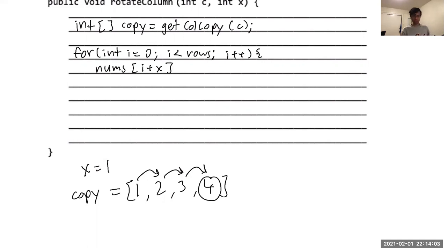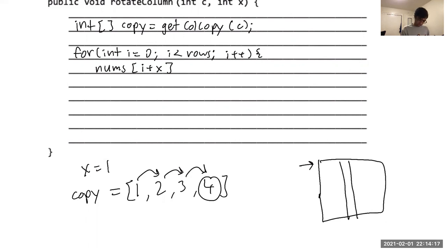So nums is obviously our 2D array, right? We have this 2D array here. And i plus x, i is the index that we're iterating on, right? So let's say that we're on the 0th row. That means that we're going to be on this row right here, right? And let's say that we're rotating this column, okay? So we're at this element right here. Plus x is basically what's doing the shifting, right? So now let's say that we want to shift by 2 in this example, right? Let's say x equals 2.